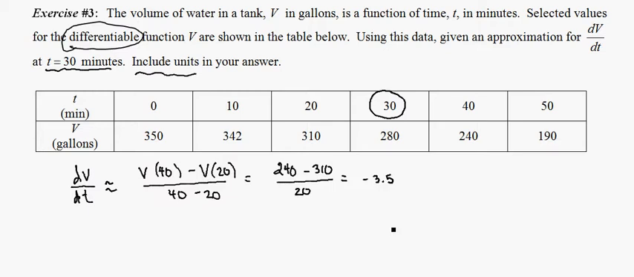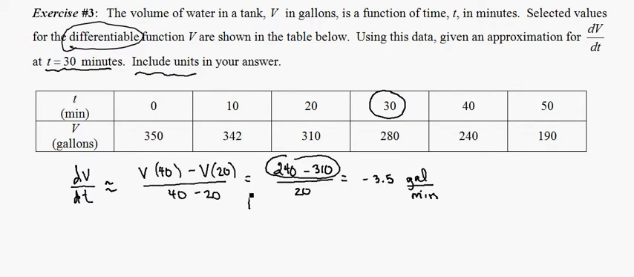Hopefully you've had some discussions so far about the units that derivatives can have. The beautiful thing about the units of the derivative is that all you have to do is keep track of the units of the numerator. That's 240 gallons minus 310 gallons, so that's gallons, divided by the units of the denominator, 40 minutes minus 20 minutes, gives us minutes. So the derivative is approximately negative 3.5 gallons per minute.